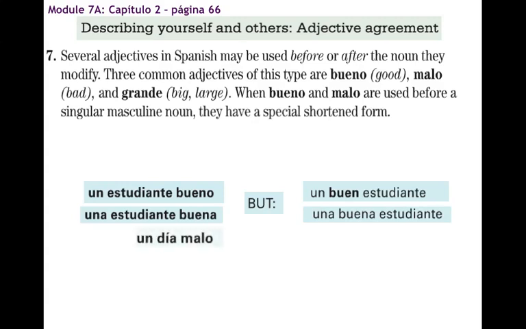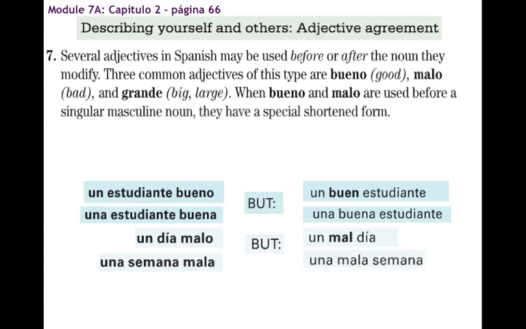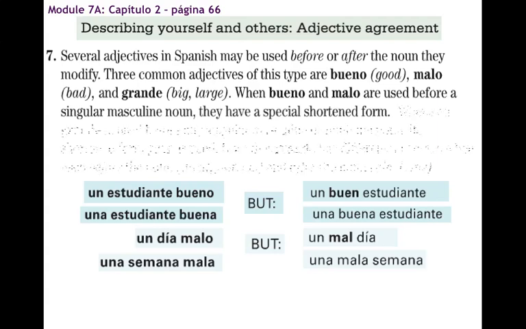Take a look at malo. Repitan, un día malo. But repitan, un mal día. Similarly to buena, repitan, una semana mala. Una mala semana. So bueno and malo truncate in front of just the masculine singular nouns.